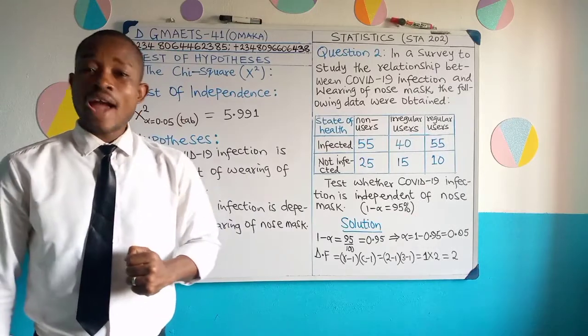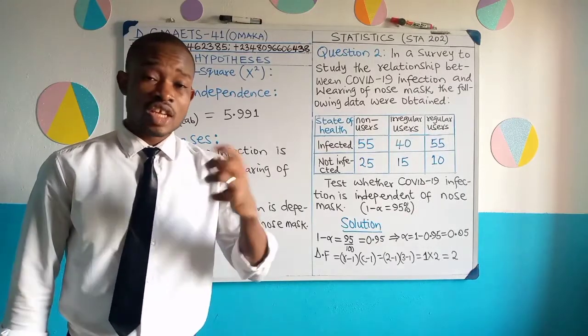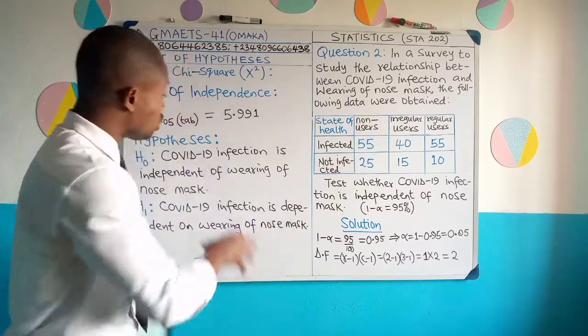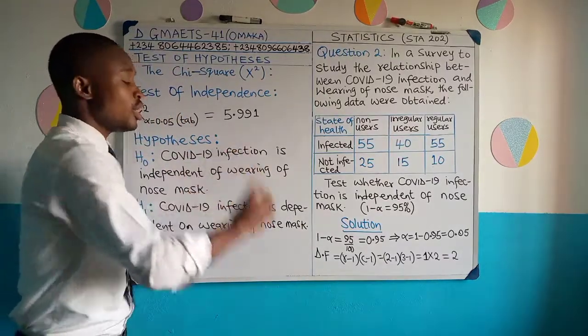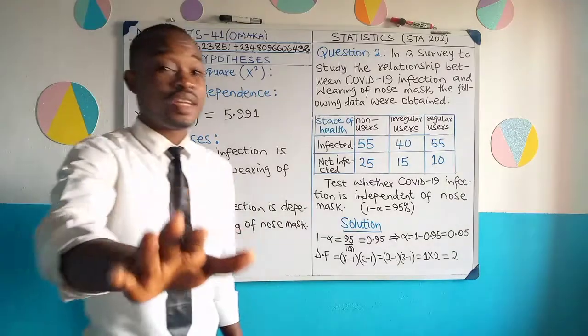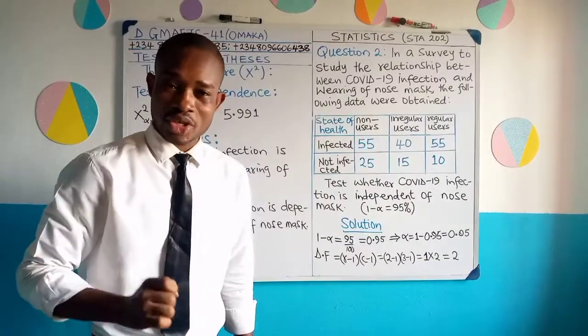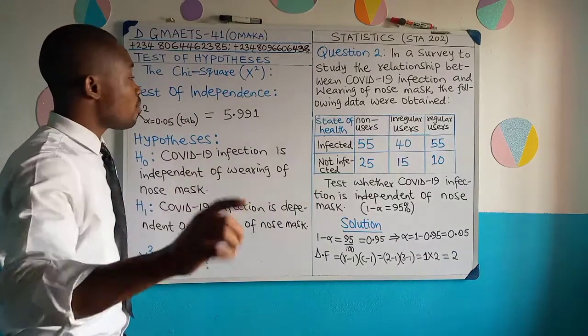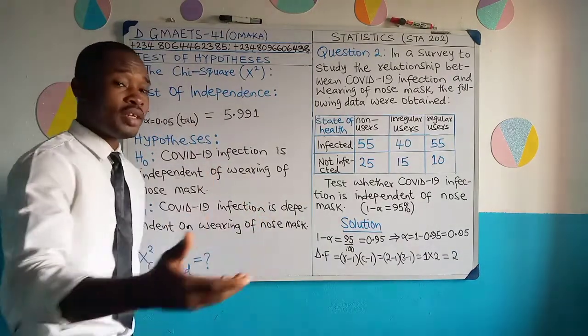Now we can state our hypothesis, the null hypothesis and the alternative hypothesis. Of course, it's your choice. You may choose to state the hypothesis first before getting the chi-square tabulated. That is completely your choice, alright? Now, what is going to be our hypothesis? Remember, we are carrying out a test of independence.